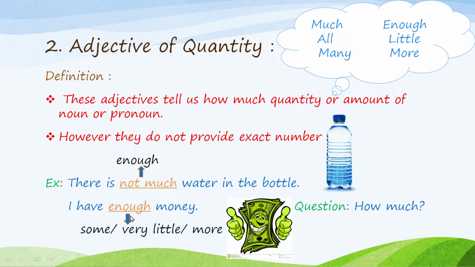I have enough money. I have some money. I have very little money. I have more money. So this gives the quantity in bulk, but it won't mention how much exactly. The number it won't tell you. The question that it answers is how much. The other adjective of quantity are much, enough, all, little, more.